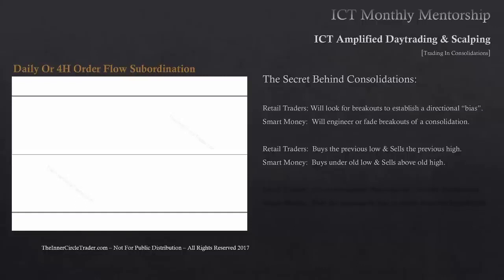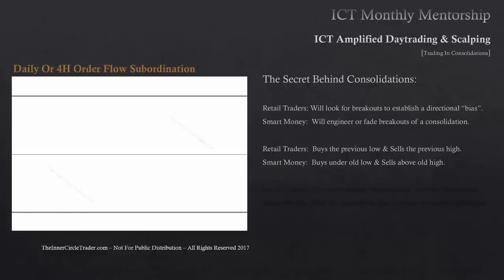When we look at the daily and or 4-hour order flow, the subordination to that in terms of price action, when consolidations occur, whatever the direction of the daily or 4-hour is, that's going to be the direction of the move outside of the consolidation most often. So if price moves above the consolidation, takes out an old high, and daily and or 4-hour is bearish, that's usually going to be the best scenario for trading in the consolidation.